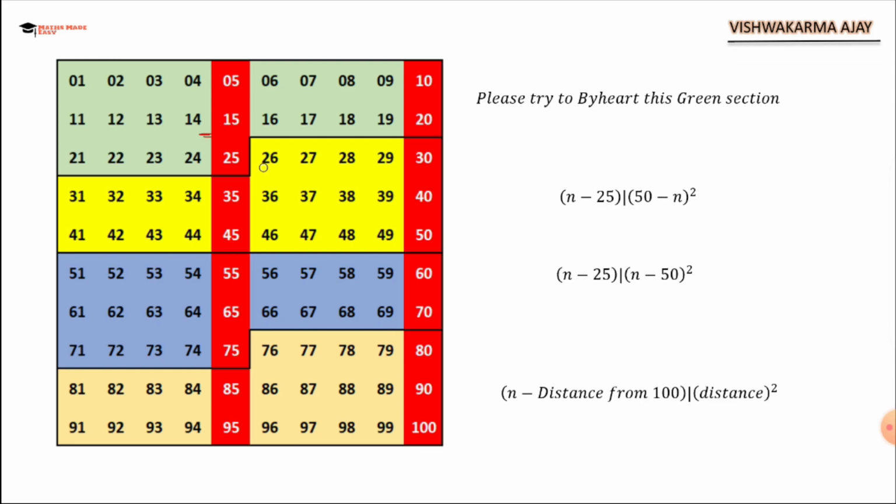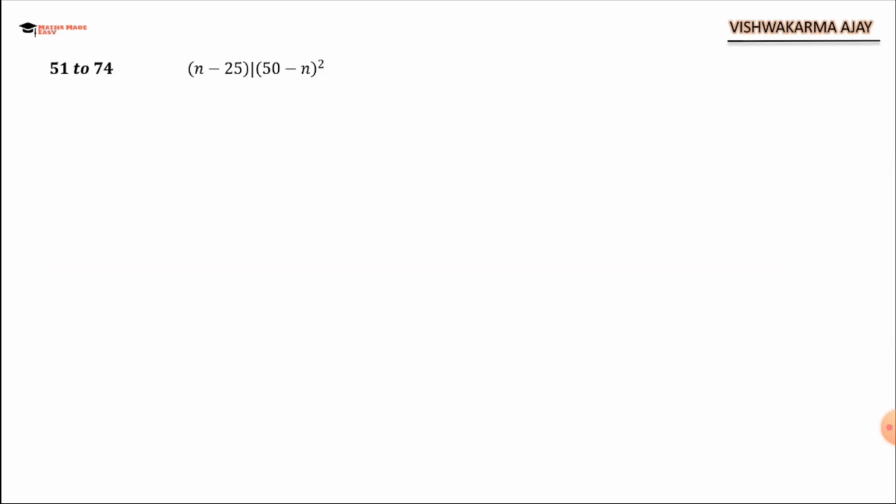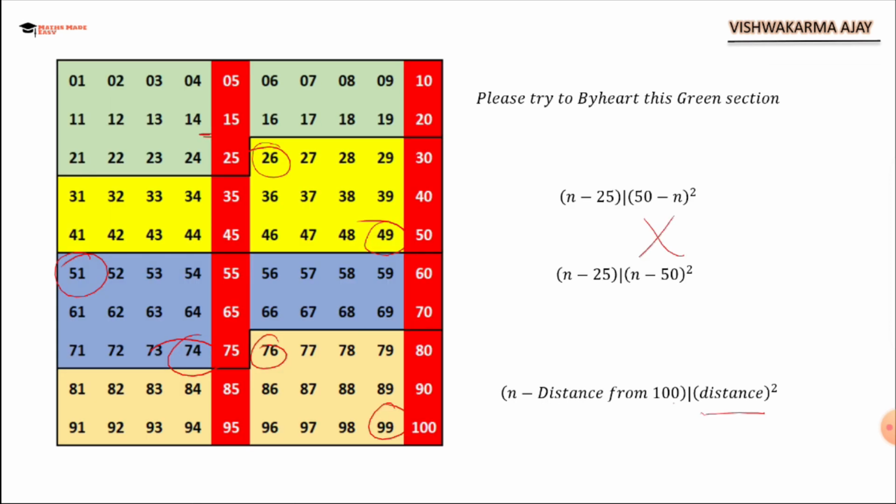For the numbers from 26 to 49, we have a trick: n minus 25, and 50 minus n the whole square. And for the numbers from 51 to 74, we have the trick n minus 25; the second part is n minus 50 the whole square. You just see we have just changed it. And for 76 to 99, we have n minus distance from 100, and the second half is distance square. You will see this. Okay, we are going to find the square of numbers from 51 to 74. The formula is n minus 25, n minus 50 square.